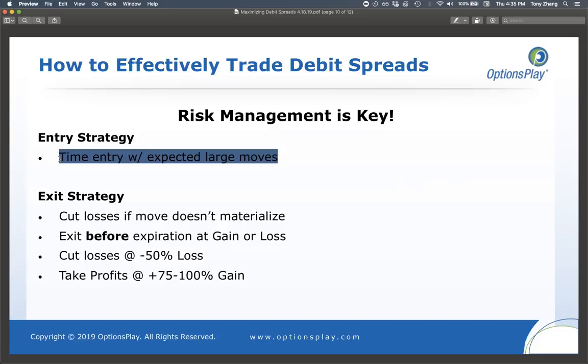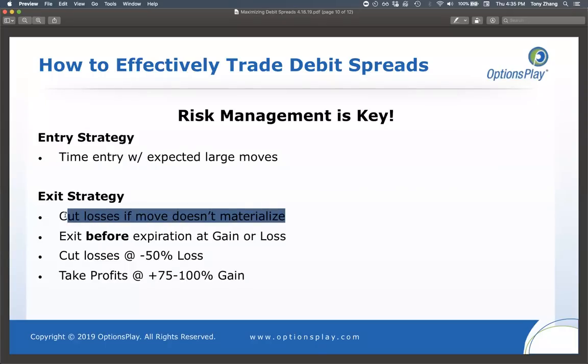Once you're in the trade, this is where it's relatively easy, because you're placing a trade based on a move that you're expecting in the underlying stock. So when you cut your losses or take profit is really dependent on whether that stock makes the move that you're expecting or not. And the goal here is to simply cut your losses if the move that you're expecting doesn't materialize.